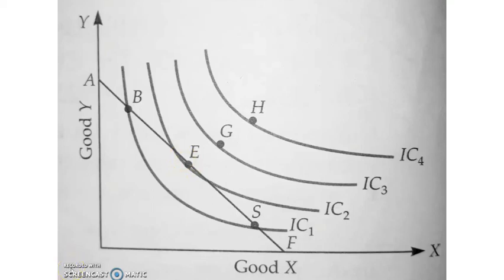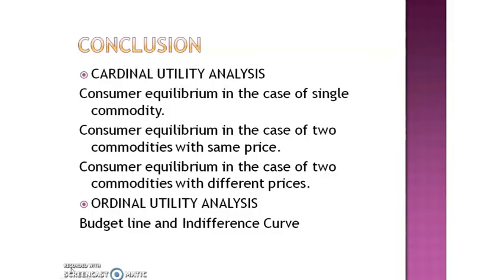Okay students, I hope you understood consumer equilibrium using indifference curve. So we have learned two analyses of consumer equilibrium, cardinal analysis and ordinal analysis. In cardinal analysis, utility or satisfaction is measured in cardinal numbers. Then we have learned three situations: consumer equilibrium in the case of a single commodity, consumer equilibrium in the case of two commodities with the same price, and consumer equilibrium in the case of two commodities with different prices.